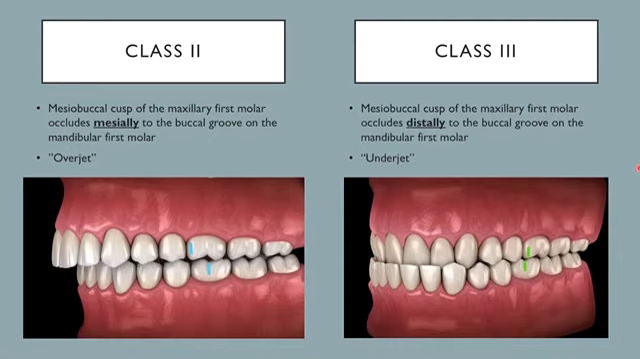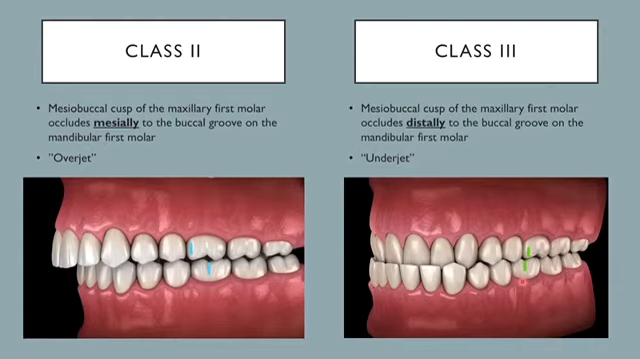Now let's talk about Class 2 and Class 3. Class 2 occlusion is where, instead of that cusp lining up with the buccal groove, the cusp is found mesial to the buccal groove, and you can see that here with these blue lines. This is oftentimes called overjet, and with Class 3, it is just the opposite. Instead of being in line with the buccal groove, that cusp is located more distally, and this is oftentimes called underjet.